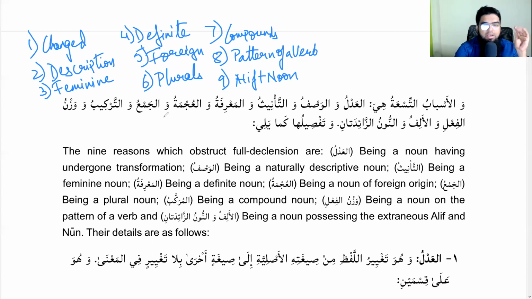So, these are the reasons. We'll go into detail of all these things and explain them. One is change, adl. Like Umar, you might ask, why is it Umar? It is not a description. It's not feminine. It's definite, yes. It's not foreign; it's Arabic. Is it a plural? No. Is it a compound? No. Is it a pattern of a verb? No, and we don't know any verb like that. Is it alif plus noon? There's no alif noon. So what is it? It's adl. They didn't find any other, so they made a change from something else. It was Amir before, now it became Umar. So 2 reasons are found, number 1 and number 4 for Umaru. So Umaru, Umara, Umara. I hope you're getting the drift.